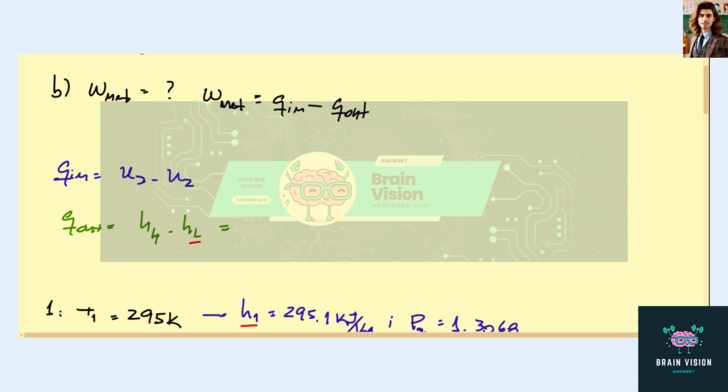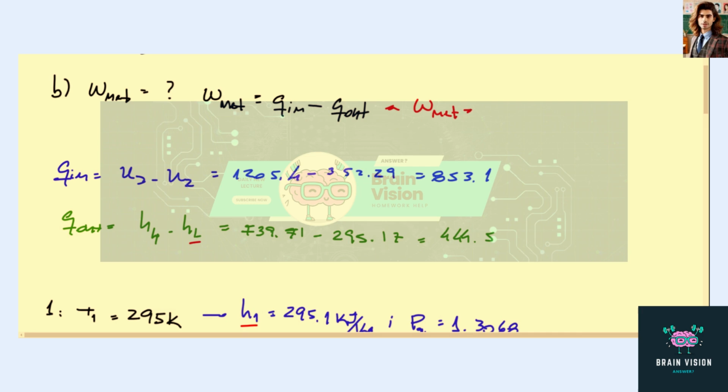Now, finally, we can calculate everything that we want. The heat output is going to be 739.71 minus 295.17, which gives us 444.5. And the heat input is going to be 1205.4 minus 352.29, which gives us 853.1. Therefore, the net work that we want is just 408.6 kilojoules per kilogram. So this is item B.